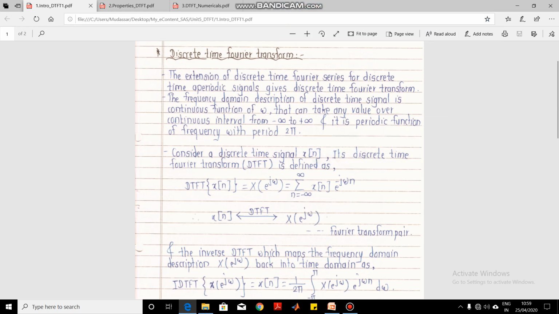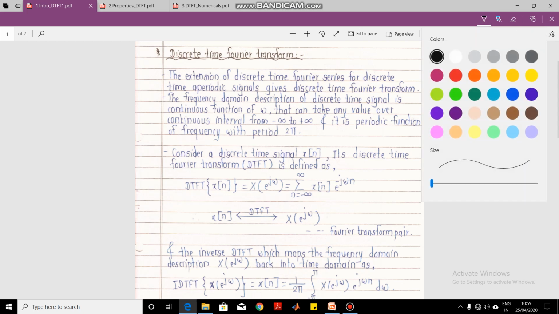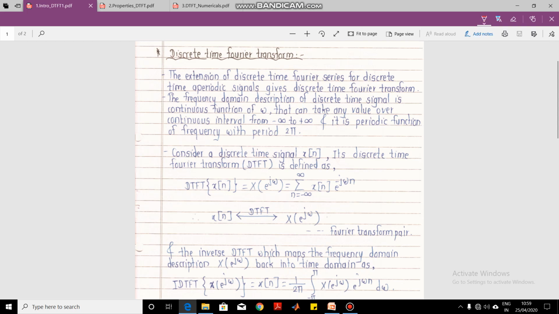Hello and welcome to this series of lectures on discrete time Fourier transform. Before understanding discrete time Fourier transform, let us first try to understand the different types of transforms and where the discrete time Fourier transform lies among all these different transforms.